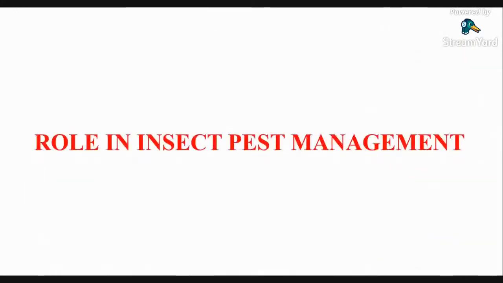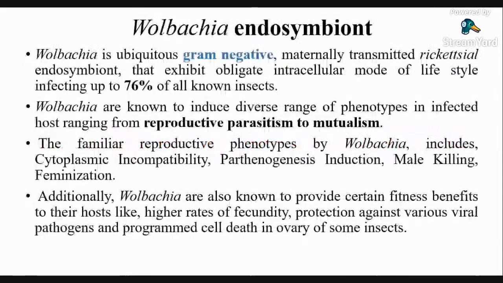Role in insect pest management. Wolbachia endosymbionts. Wolbachia is a genus of bacteria in the family Rickettsiaceae within the phylum Proteobacteria. Wolbachia is gram-negative and an obligate symbiont that lives in vacuoles within the cells of its host, infecting up to 76% of all known insects.